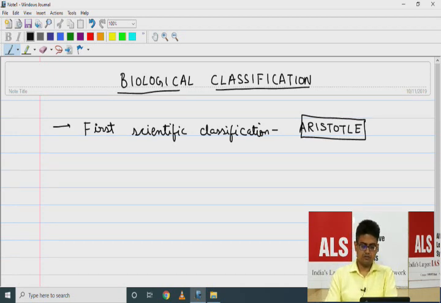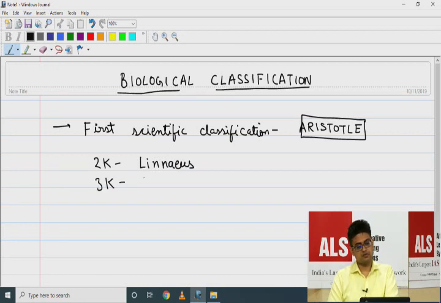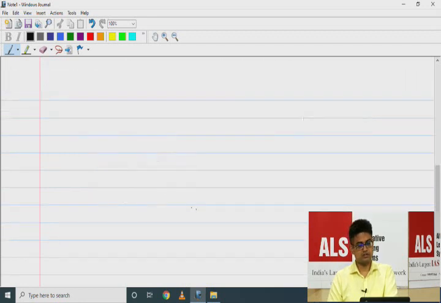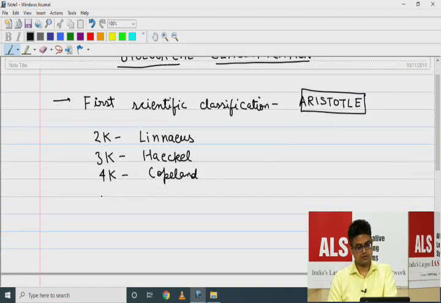And thereafter, we have some classification systems. The 2 kingdoms classification system was given by Linnaeus. The 3 kingdom classification system was given by Haeckel. The 4 kingdoms classification system was given by Copeland. And finally, the 5 kingdom system of classification was given by Robert Whittaker, R.H. Whittaker.